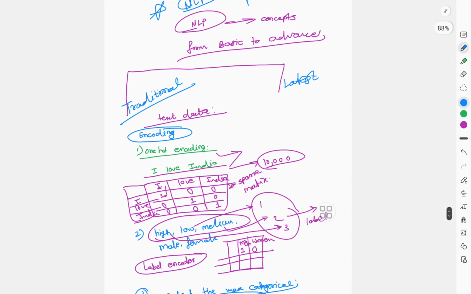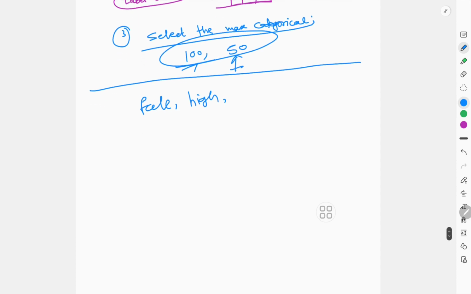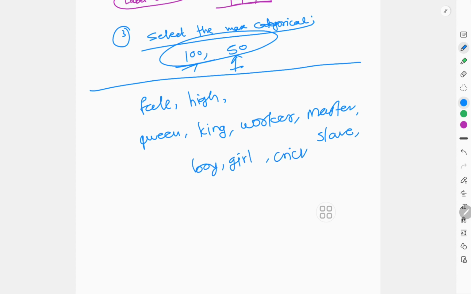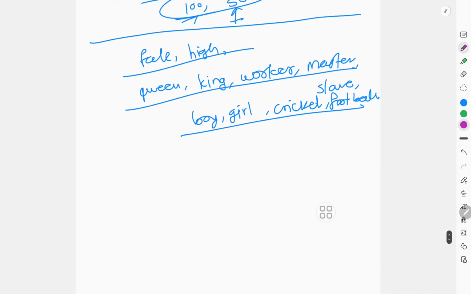So this is a very simple and common way in machine learning. Now we come to the next part. Here we want to capture the relation of words with other words. It is not like male, female, or high, low, medium. If there is some relation such as queen, king, worker, master, slave, boy, girl, cricket, football, and you want to give each word a particular number, then the above method will not work very well. Hence, a new approach emerged, and that approach is called bag of words.